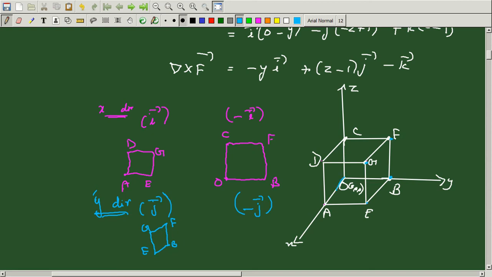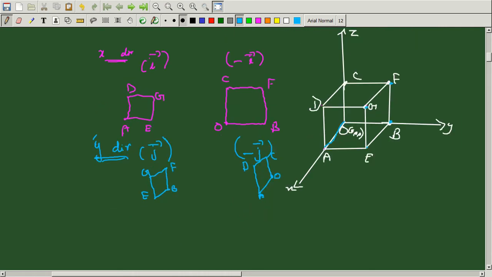Next, we need to take the opposite of the y direction. We should start from O, and the same diagram applies. So O, A, D, C. That is, the opposite of the j direction is O, A, D, C.